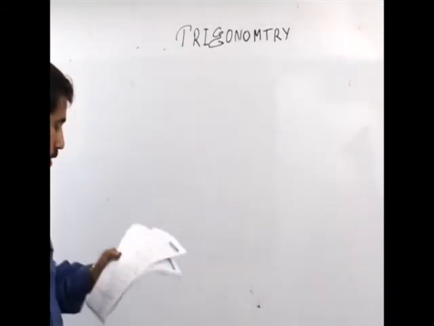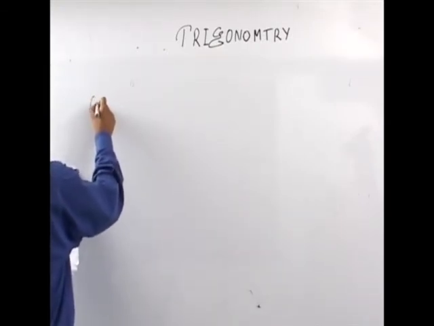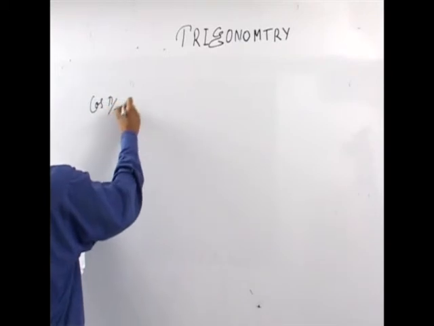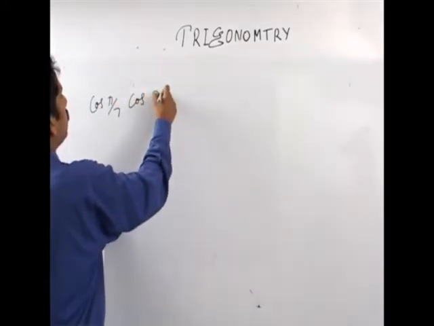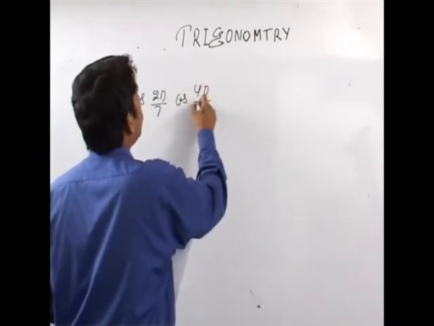Now, next question you have, find the value of cos of pi by 7, cos of 2 pi by 7, cos of 4 pi by 7.